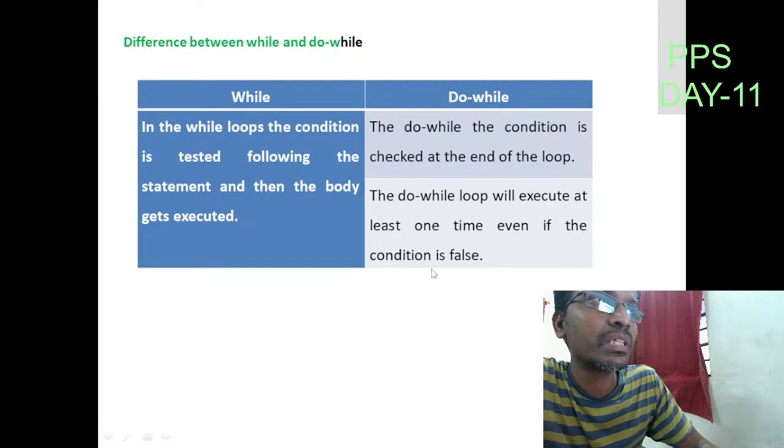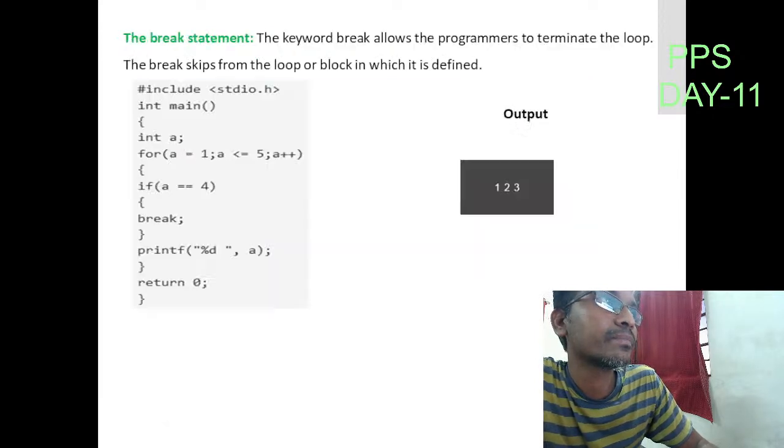Even if the condition is false in do while, the statements will be executed at least one time. Whereas in while, if the condition is true, then only it will enter the block of statements. Otherwise, it cannot enter the block of statements. That is the only difference between while and do while.